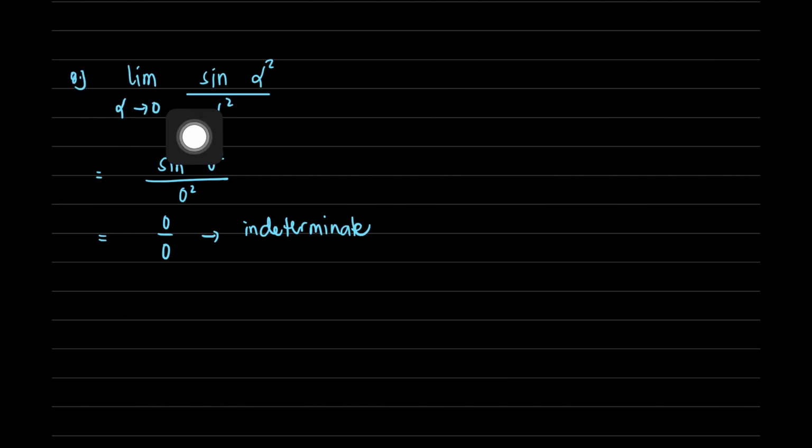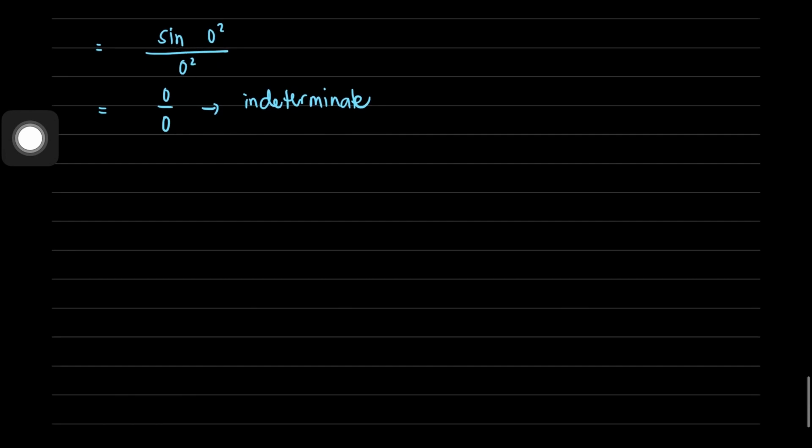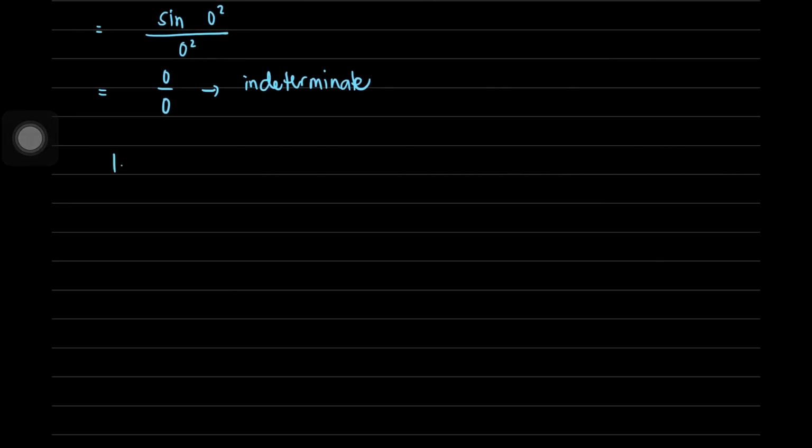Now, how are we going to manipulate this one in order for us to obtain a limit for this function as alpha approaches 0? Alright, so what we are going to do here is we're going to let alpha squared be equal to y. And since alpha squared is equal to y, if alpha equals 0, then y equals 0.